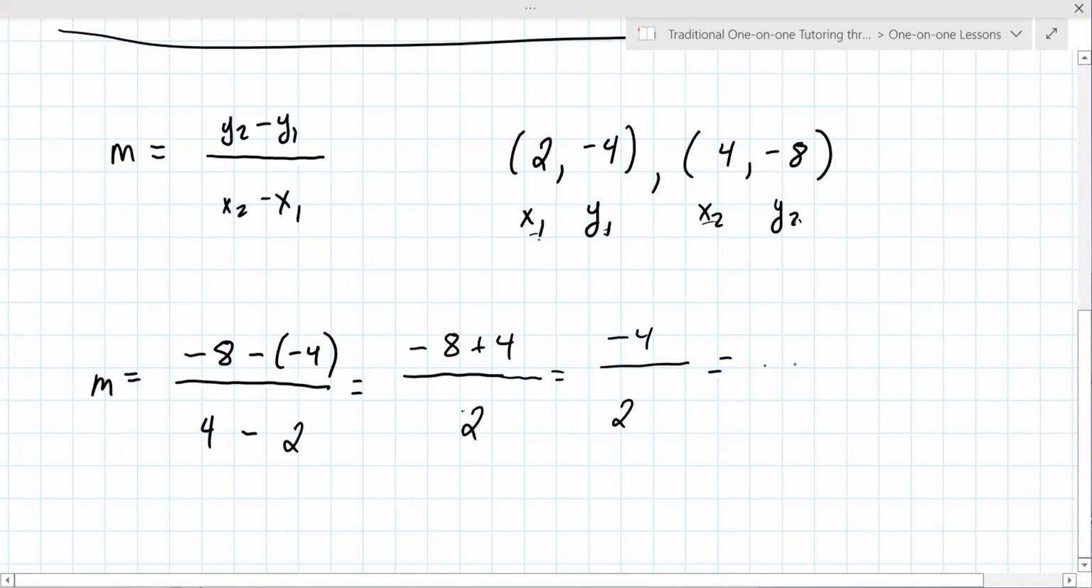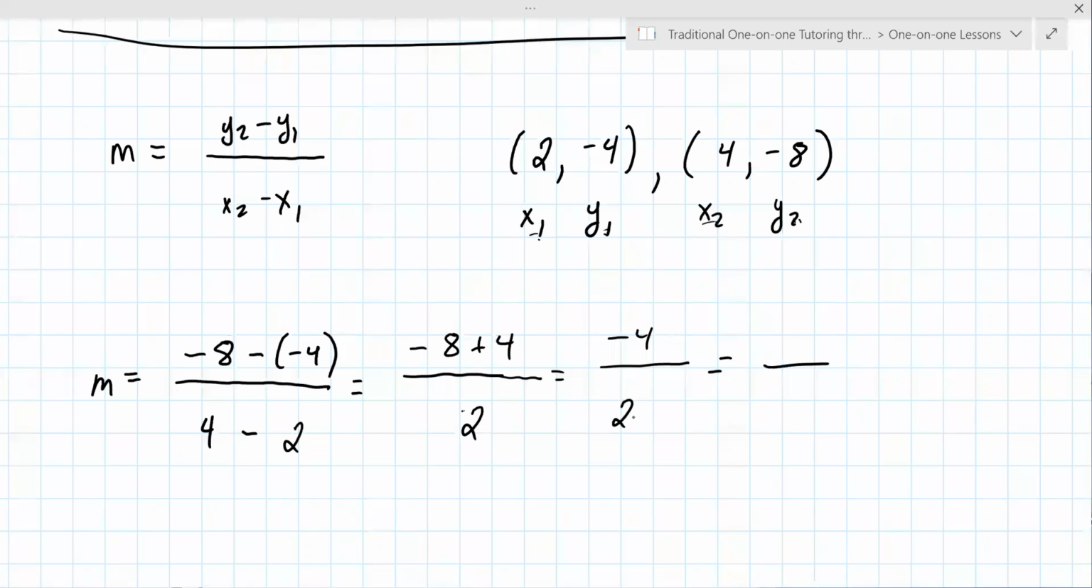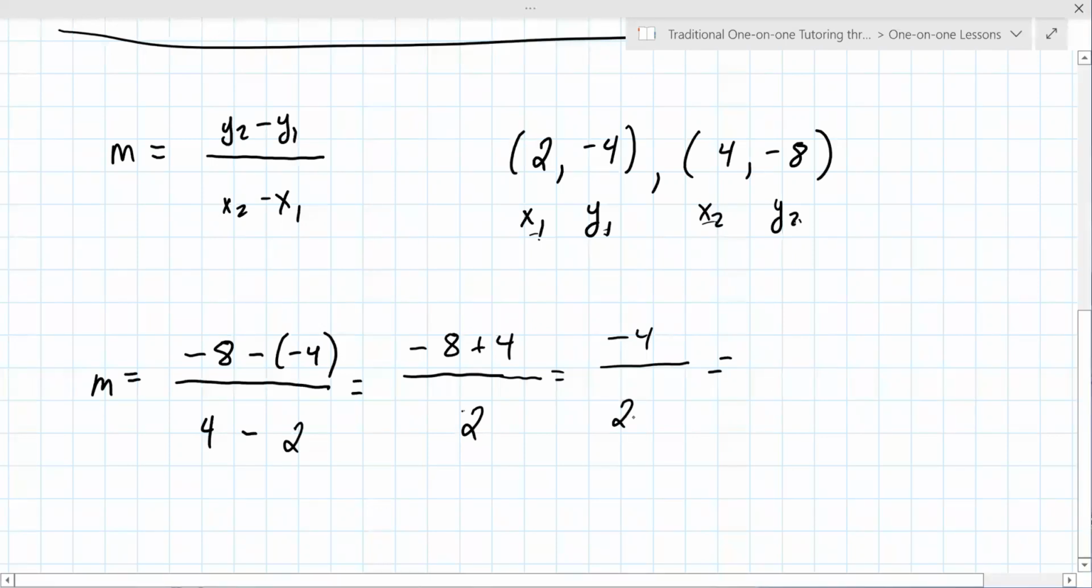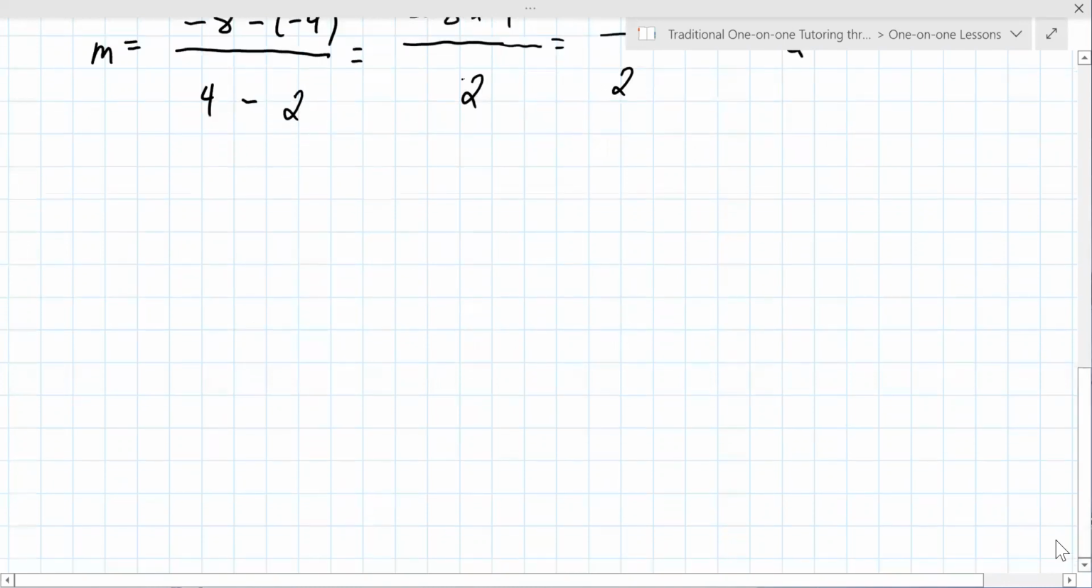What is -4 divided by 2? That is -2. Good. Excellent.